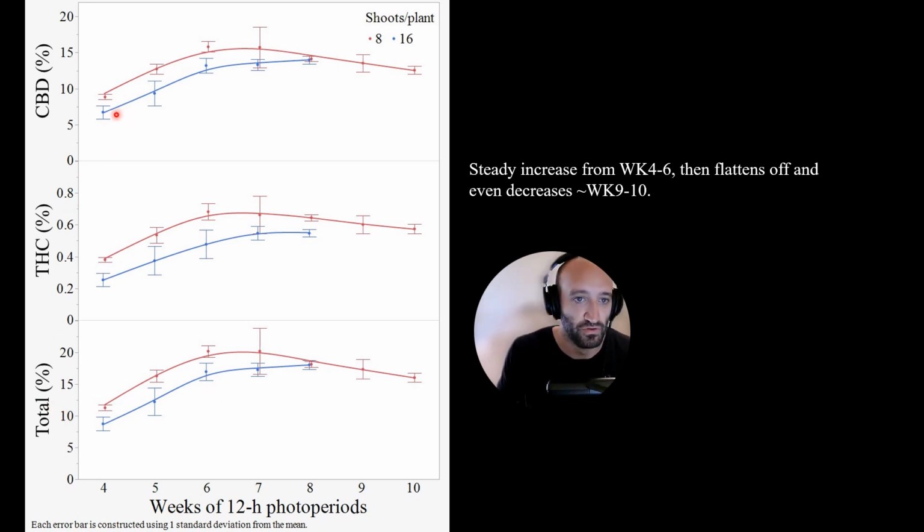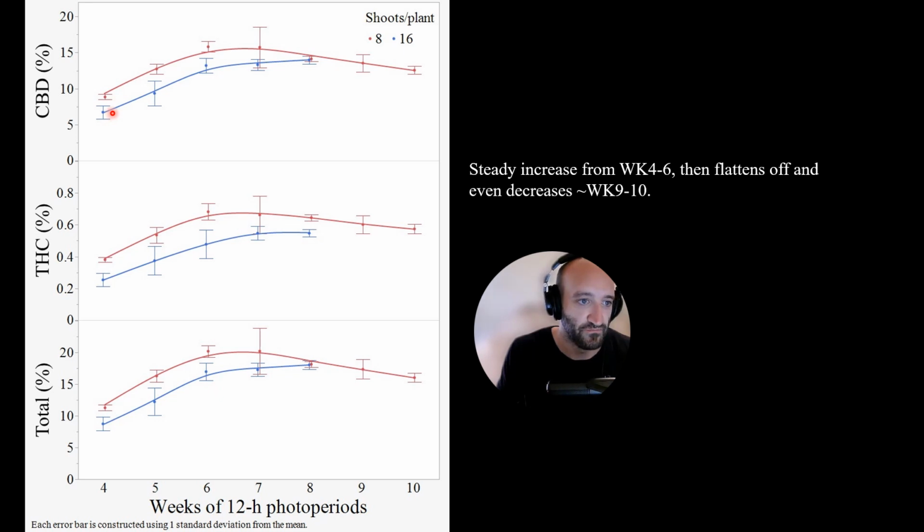The blue line is our 16 shoots per plant, and the red line is with our 8 shoots per plant. The trends here are pretty similar for all three: CBD, THC, and total. So I'll just focus on CBD percent here. Between the two experiments too, the trends are almost identical. They're a little bit different, but similar in how they accumulate over time.